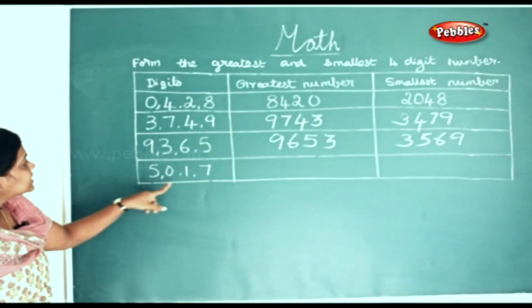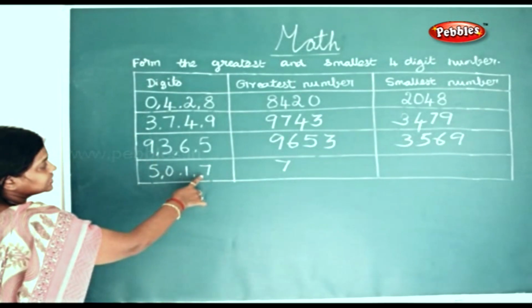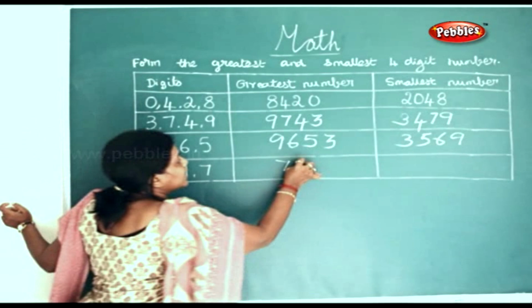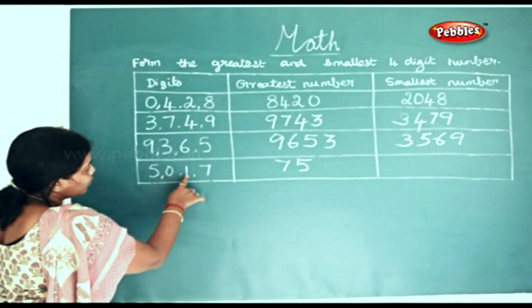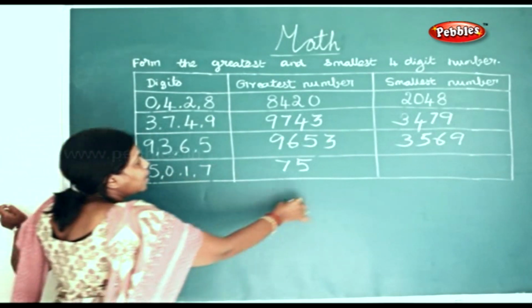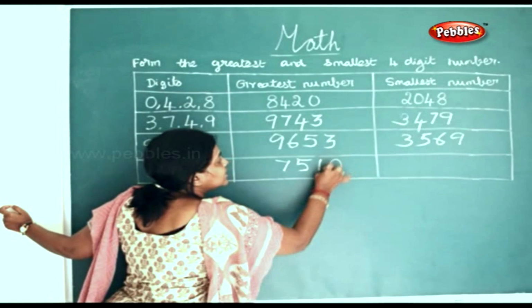For 5017, the greatest number here is 7. The next greater number will be 5. And then among 0 and 1, which is the greater number? 1 is the greater number. And then you have 0.